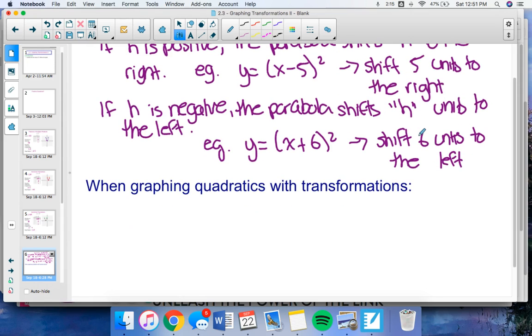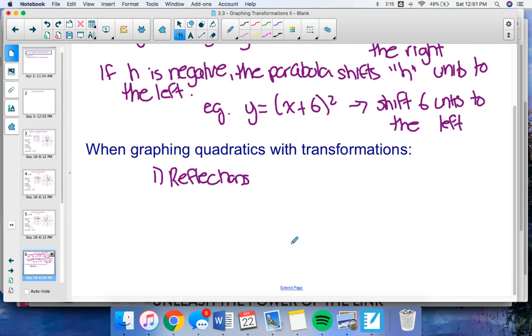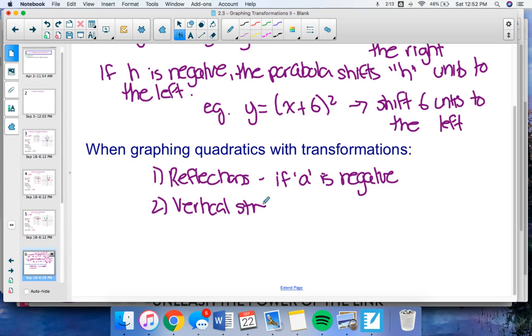Okay. When we eventually get to graphing these quadratics with transformations, the order of what you do is very important. So first, you do any reflections. Okay. So this is with our a value, if a is negative. Second, any vertical stretches or compressions. Okay. So this is if a is greater than 1, we do stretch. If it's less than 1, between 0 and 1, we do compressions. So that's our a value.